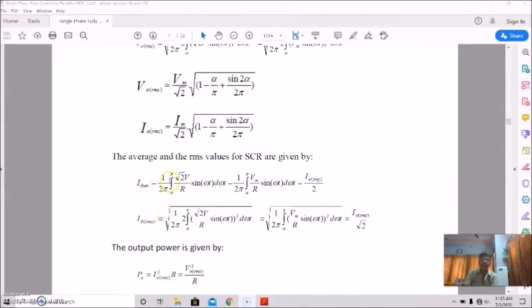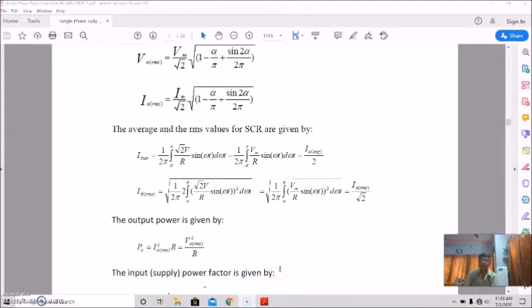The average and the RMS values of the SCR current are given by: the average value of the thyristor current is 1 by 2 pi integration from alpha to pi of root 2 V by R sin omega t d omega t, and that comes to the average value of the output current divided by 2, that is I average by 2. And the thyristor's RMS value will be root over of 1 by 2 pi times the integration from alpha to pi of root 2 V by R sin omega t whole square d omega t, and that comes to the RMS value of the output current divided by root 2.